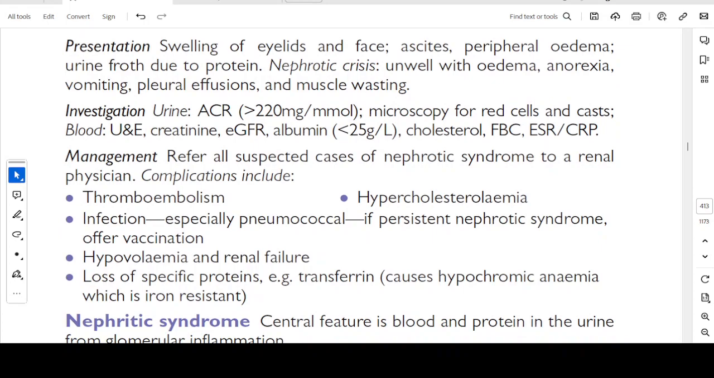Presentation of nephrotic syndrome: swelling of the eyelids and face, ascites, peripheral edema, and urine froth due to protein. The patient has peripheral edema and ascites, with swelling of the eyelids and face. Nephrotic crisis: the patient is unwell with edema, anorexia, vomiting, pleural effusions and muscle wasting.